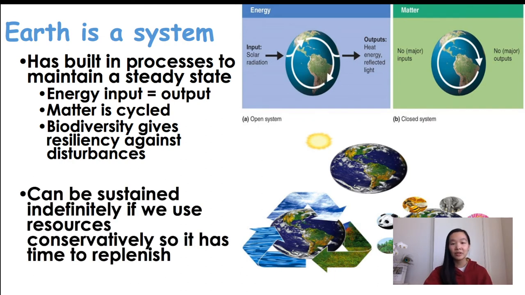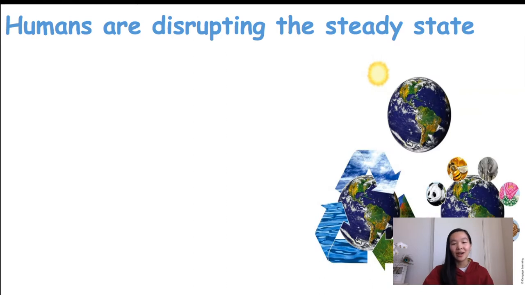And with these 3 pillars of sustainability, the earth can pretty much be sustained indefinitely, but we have to be acting responsibly and using our resources responsibly. So the problem is that humans are doing some things that are kind of disrupting the steady state, disrupting those 3 pillars of sustainability that we just talked about.